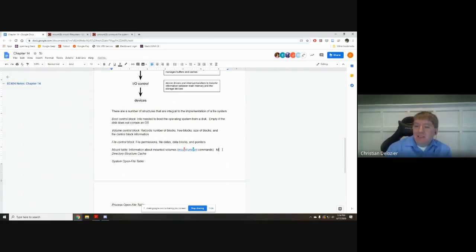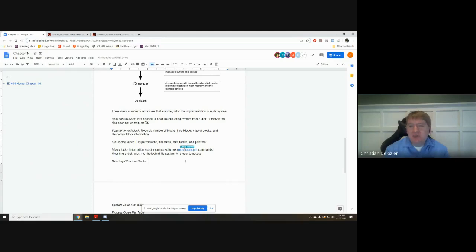So yeah, mounting a disk adds it to the logical file system for a user to access. And the mount table would contain the information that allows us to maintain those mappings, remember where everything is mapped to.